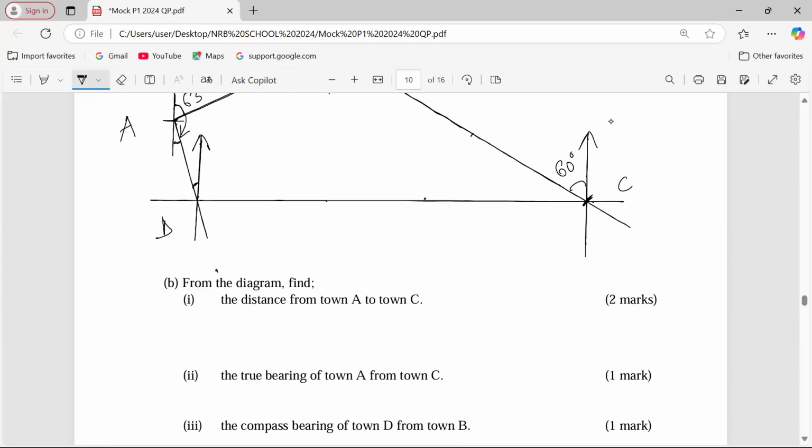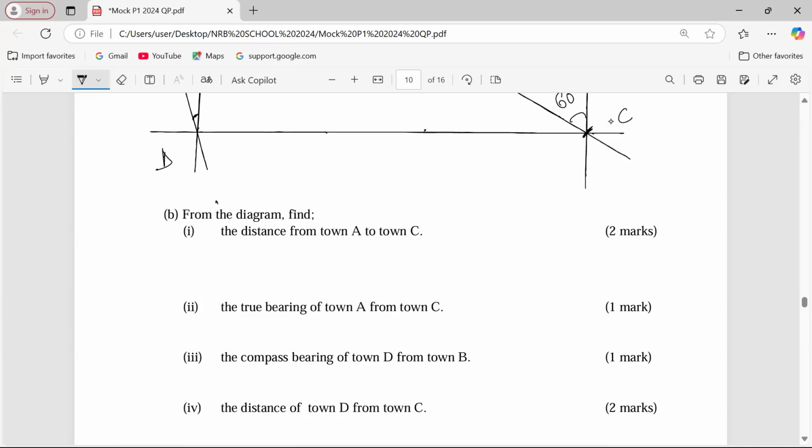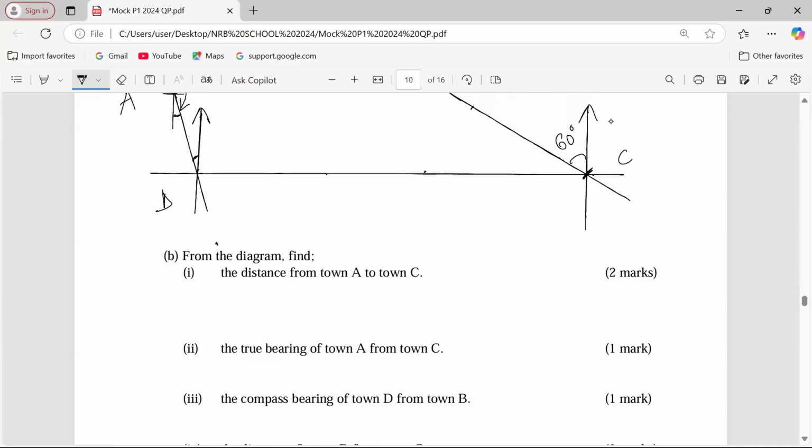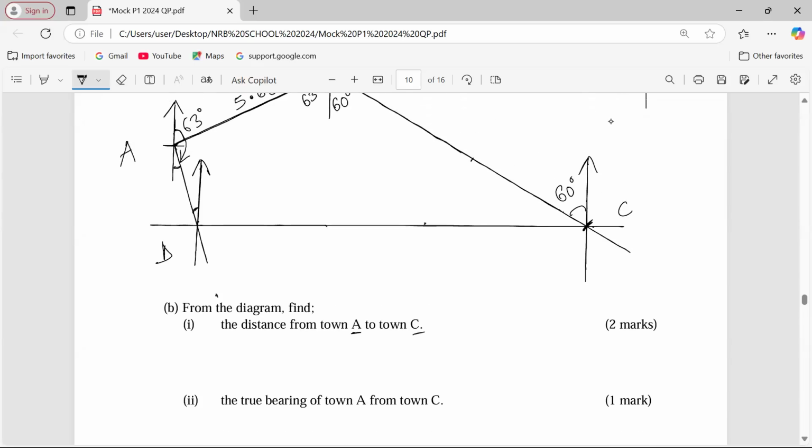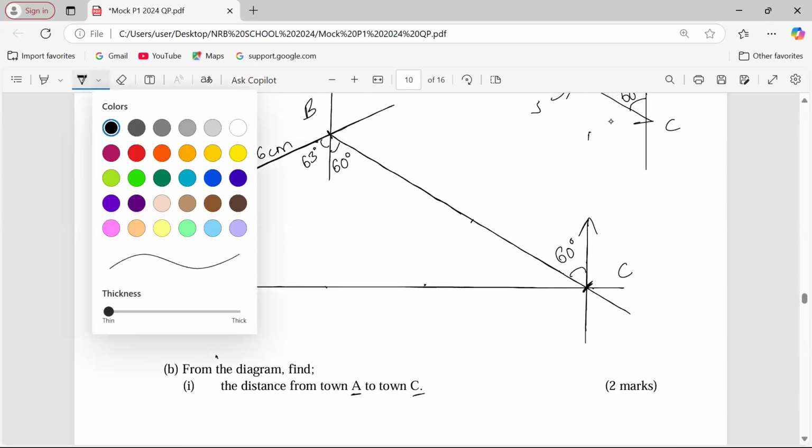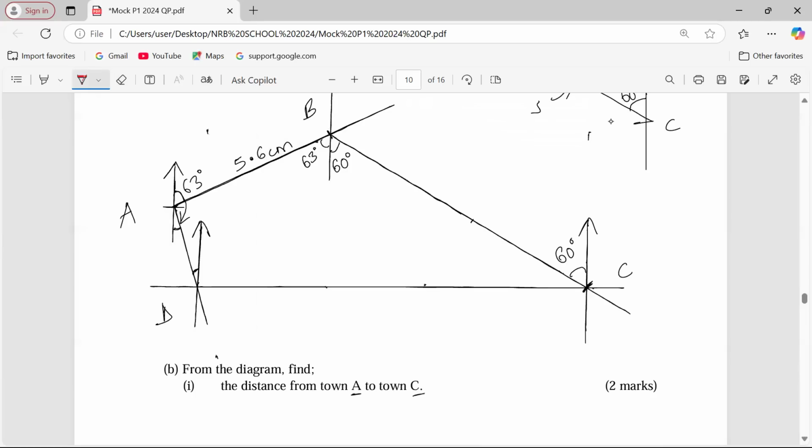Now, let's get to part B. From the diagram, find part 1. We are doing a few measurements here. The distance from town A to town C. From town A to town C, we use a very straight line, or you just use your ruler and your compass. Remember first, A and C can be joined using a very straight line. So that's the length we need.